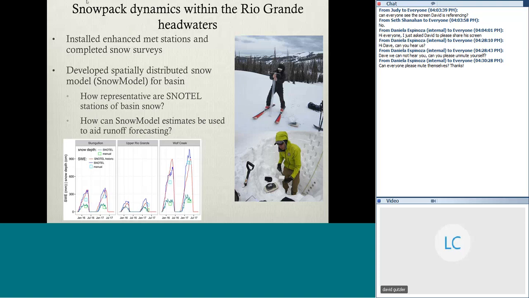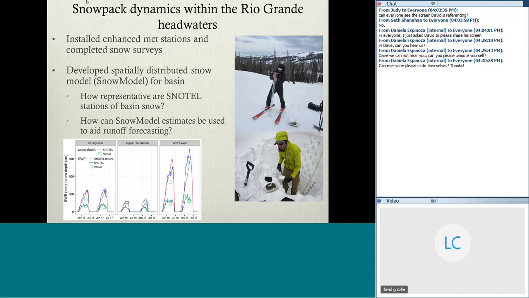As a part of our field-based activities, we installed three enhanced meteorological stations within the basin to collect some auxiliary data, things like relative humidity, wind speed, and radiation, variables that are really important for snow evolution but aren't traditionally collected at things like SNOTEL stations.